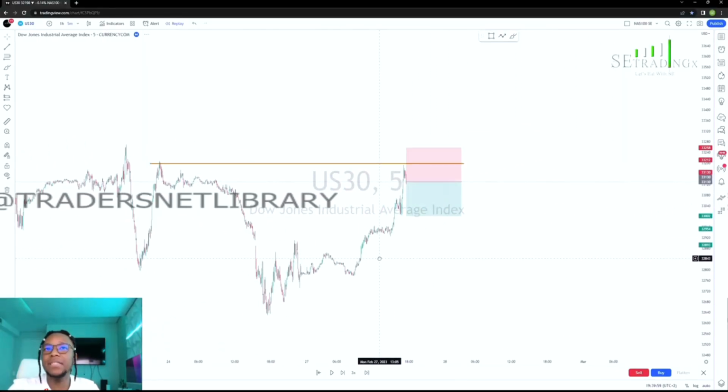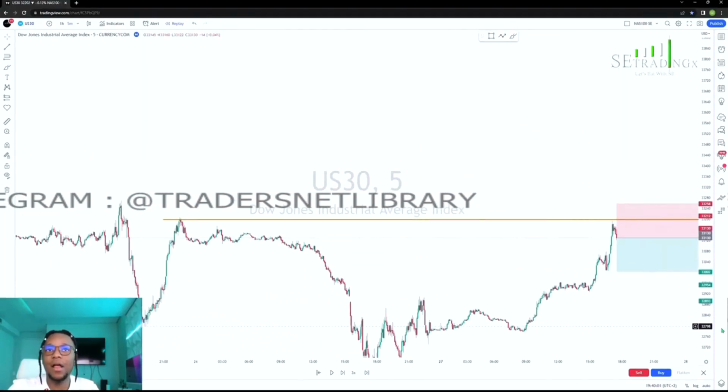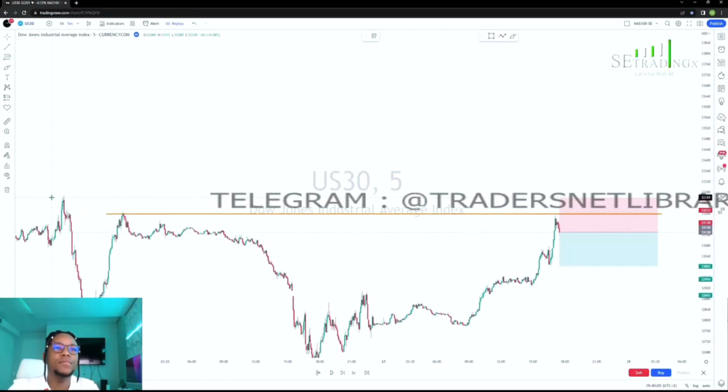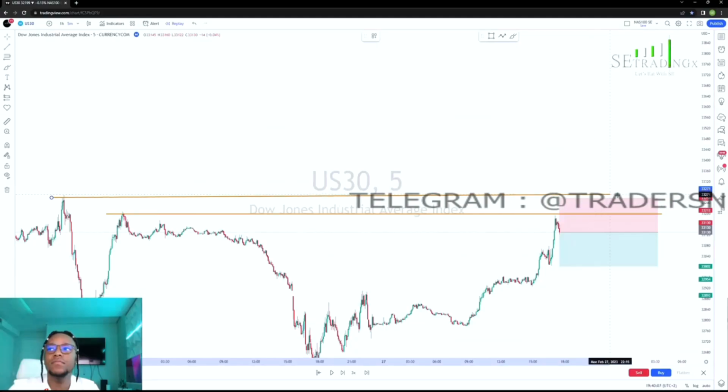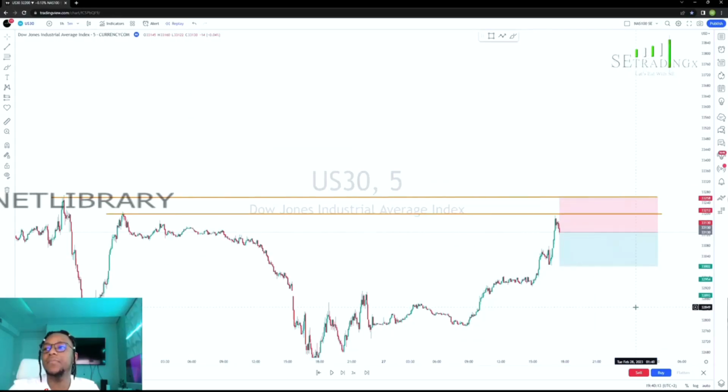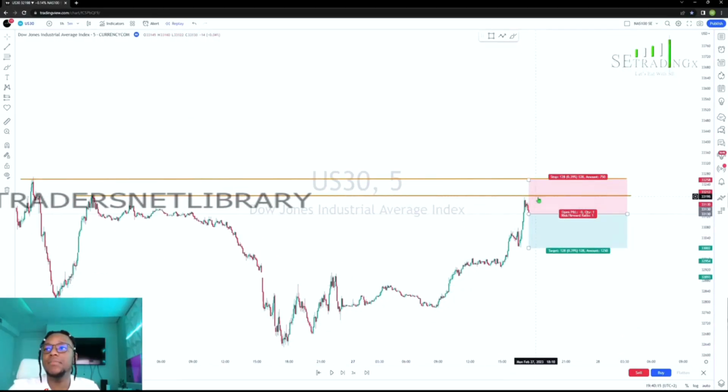Now let's start off with the SL. We have another point over here where price has reversed, right? We have another point over there. So let's place it up nice and easy. So this is our point of entry.